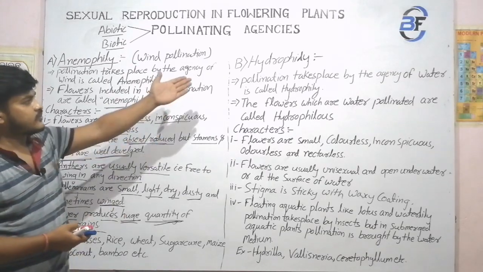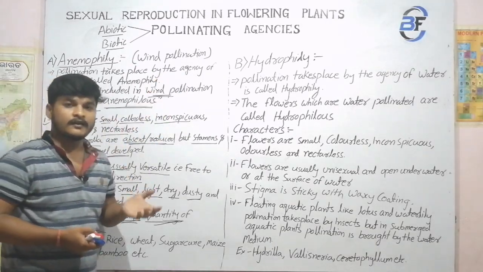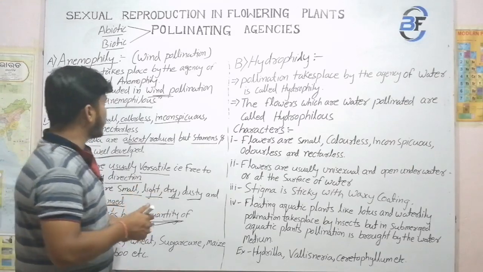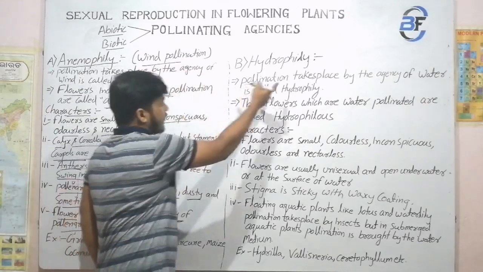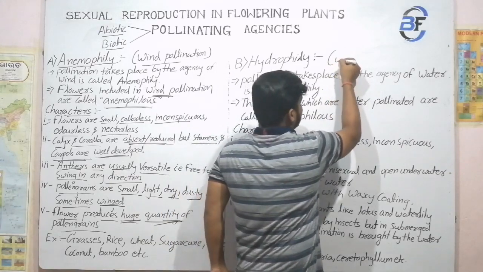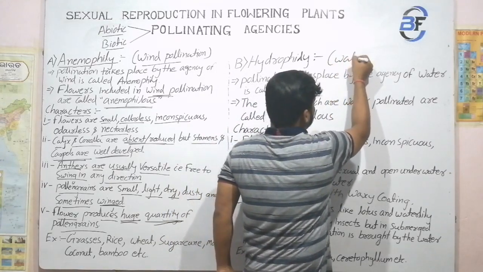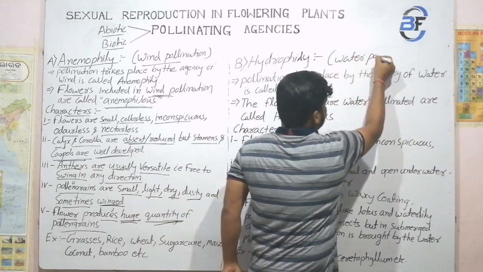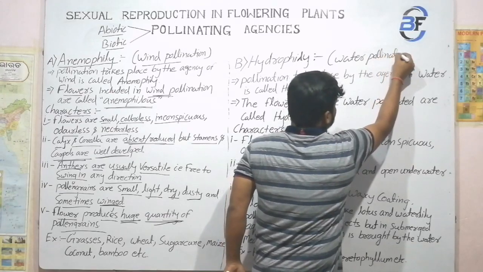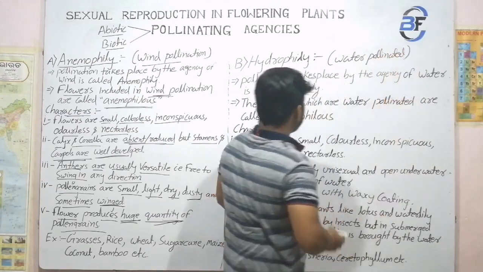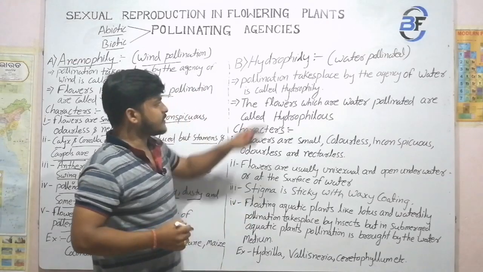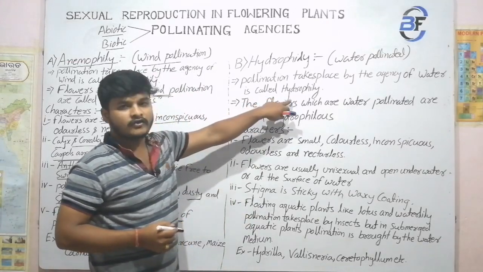So next one is hydrophily. In anemophily, the pollen grains are transferred by wind. It is wind pollinated, and this is water pollinated. That means pollination takes place by water. Pollination that takes place by the agency of water is called hydrophily.